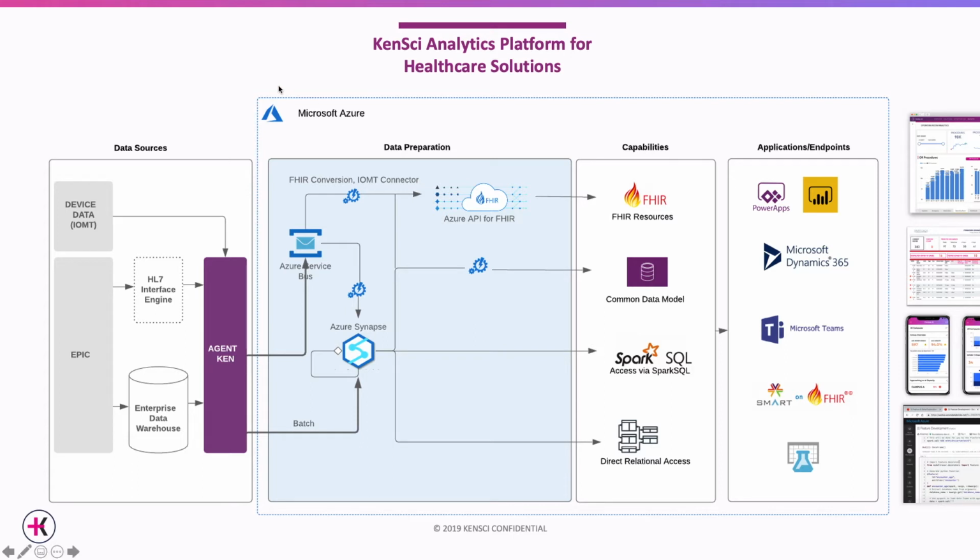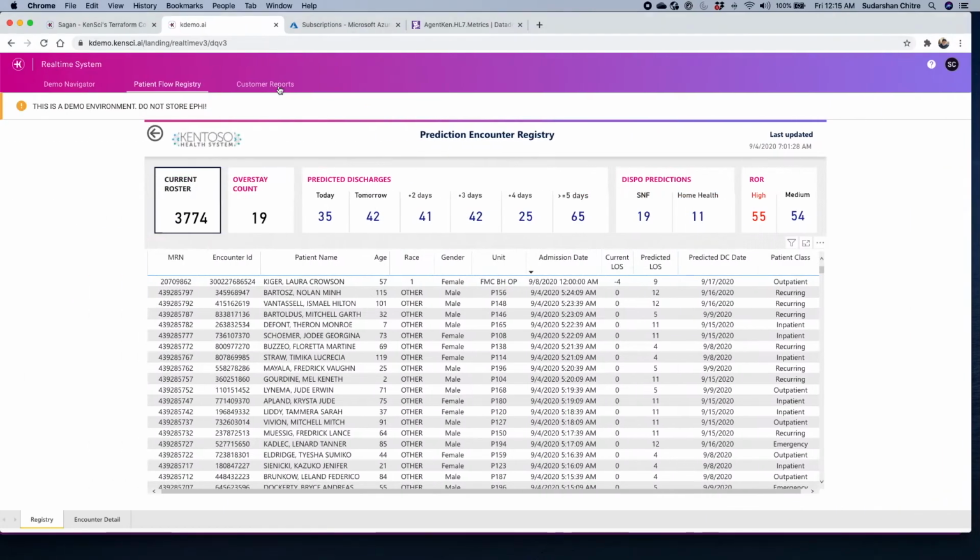So let me show you a couple things here. When we deploy an instance of the KenSci platform for a customer, we set up the whole architecture, the value add services, within an Azure subscription, and then out of the box you have this endpoint which we call the KenSci portal. That endpoint is a web portal that is available to visualize or to access all the reports that you would build.